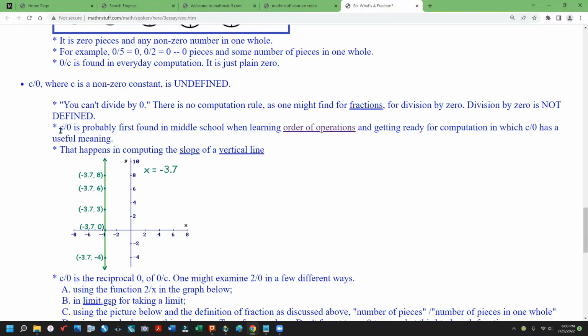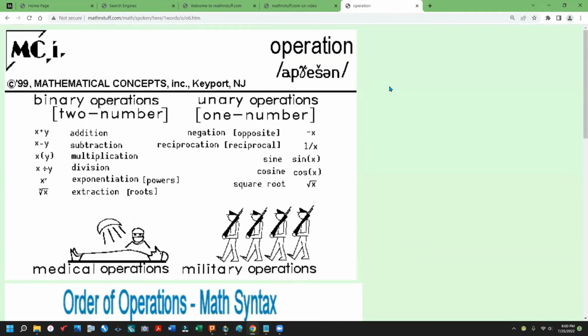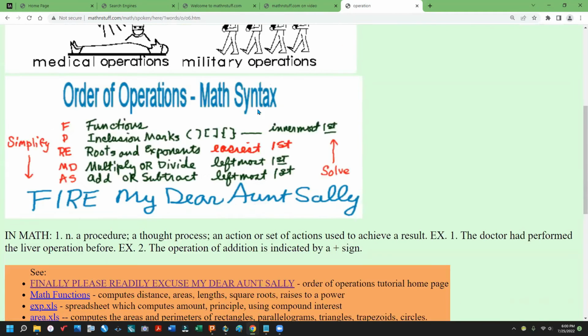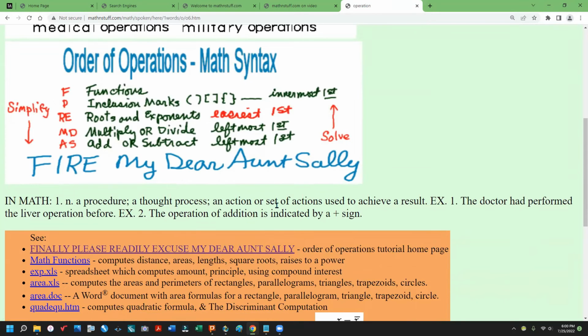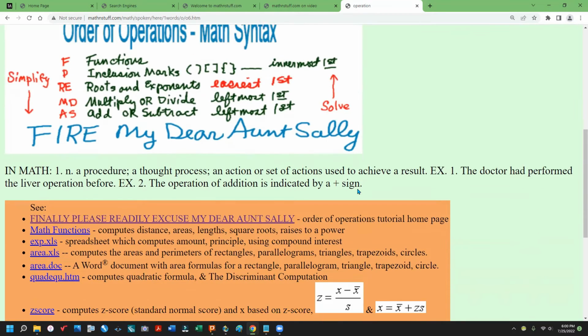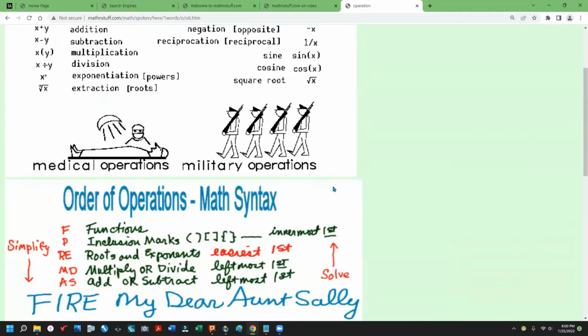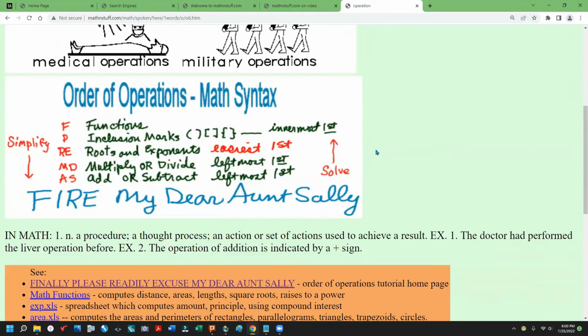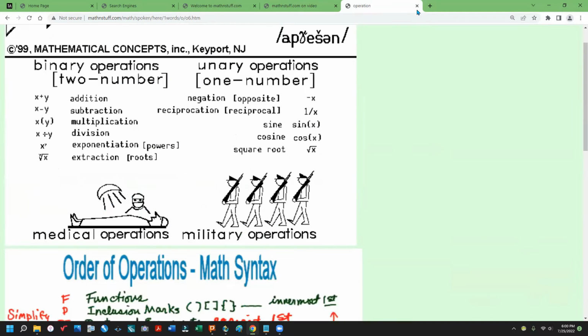Some non-zero number divided by 0 is probably first found in middle school when you were doing order of operations problems. What's that? Order of operations. Here's an order of operations problem. Please excuse my dear Aunt Sally. I'm sure you've heard of that. If you haven't, maybe you've heard of PEMDAS.